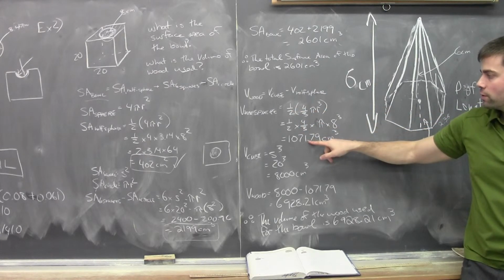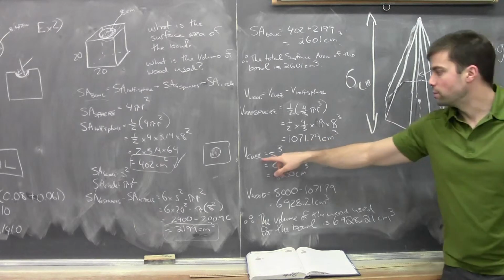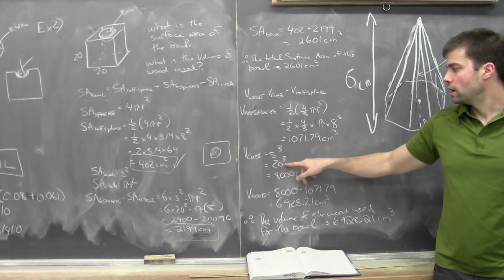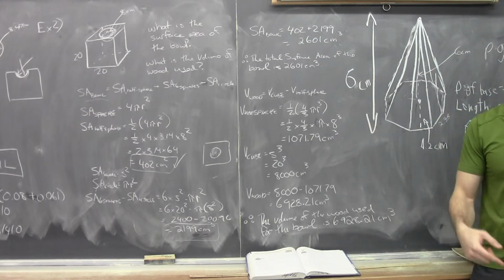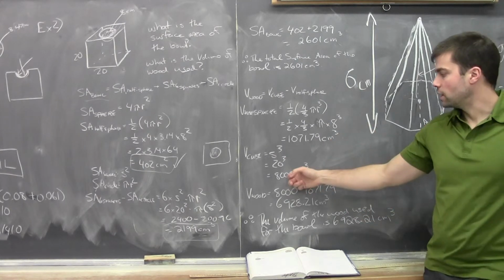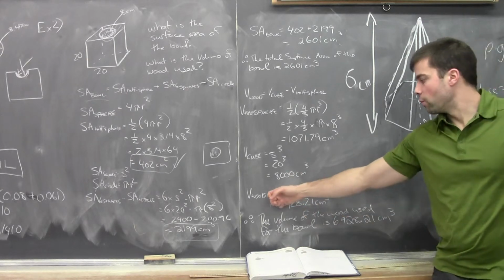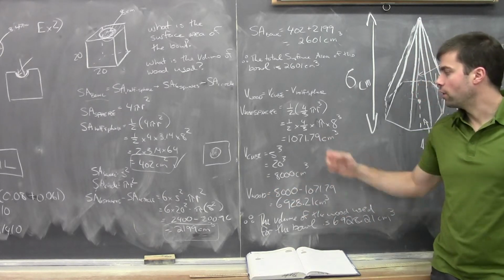Figure out that that's the value we need to subtract from the cube volume, which is just now 20 cubed. 20 length times width times height. 20 times 20 times 20, which is 8,000. So our volume of our wood then is 8,000 minus the volume of that half sphere.